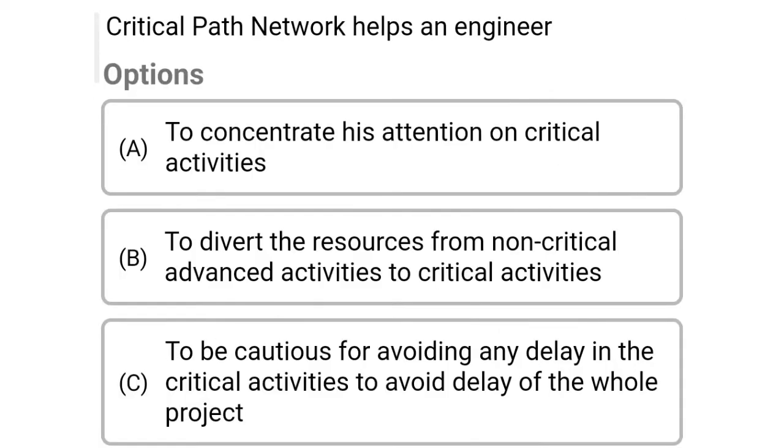So next question, critical path network helps an engineer, option A, to concentrate his attention on critical activities, option B, to divert the resources from the non-critical advanced activities to critical activities, option C, to be continuous for avoiding any delay in the critical activities to avoid delay of the whole project, option D, all the above. So the correct answer is option D, all the above.